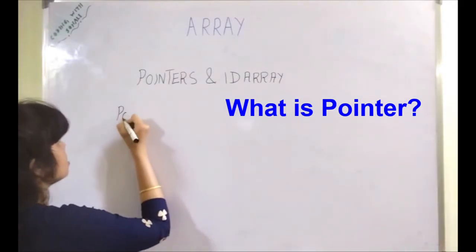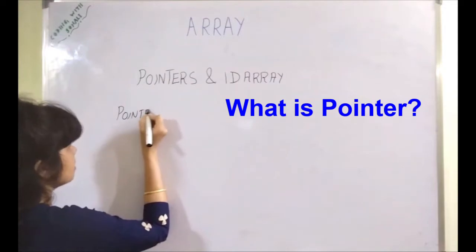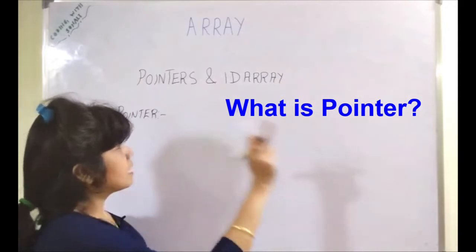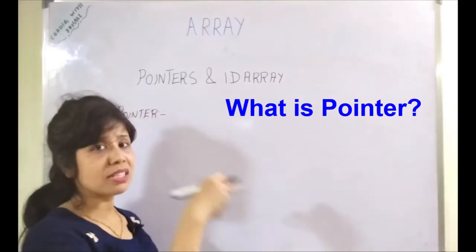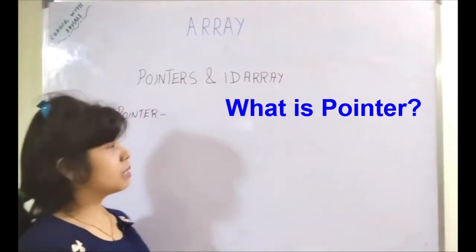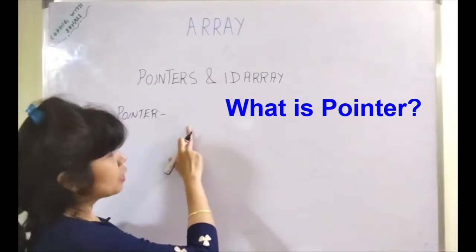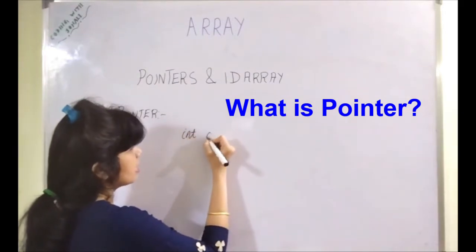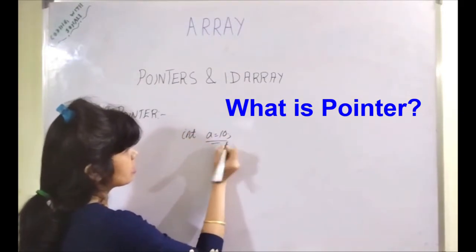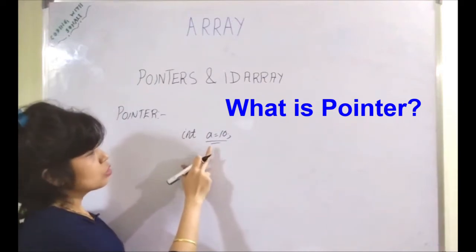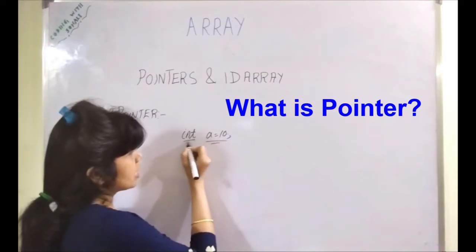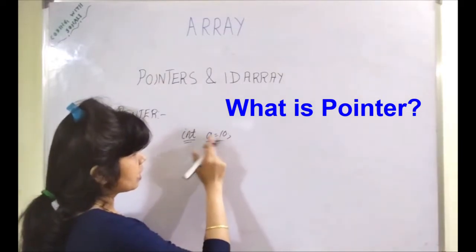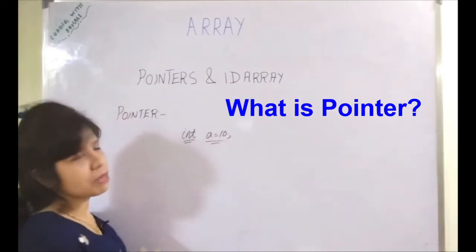Now in case of the pointer, let us first see the definition. A pointer is a variable whose value is the address of another variable. Normally, whenever you have any variable, say a is equal to 10, this variable is of data type integer. That means it can hold a value of data type int. So this is 10 and it is of data type int.